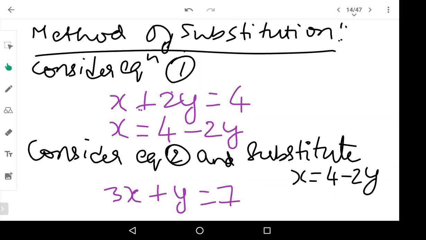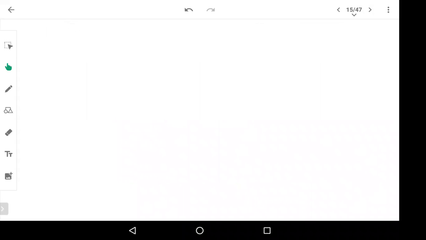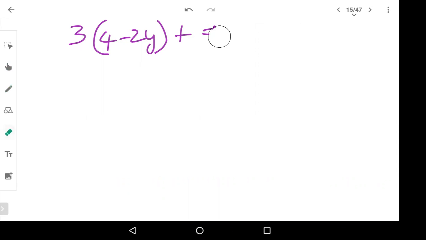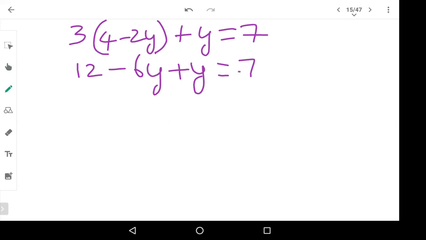Okay. Now meanwhile, let us do this. So 3 into, in the place of x, I'm going to substitute 4 minus 2y plus 7. Okay, wait a second. No, it's not plus 7. It's going to be 3x plus y is equal to 7. Now we have to multiply 3 into 4. 3 4s are 12. 3 2s are 6. So what will you get? 12 minus 6y plus y is equal to 7.